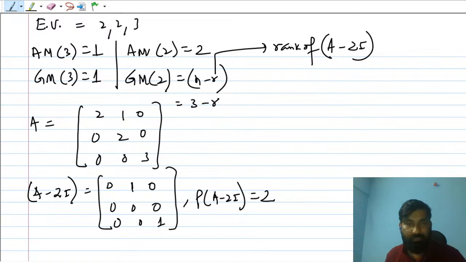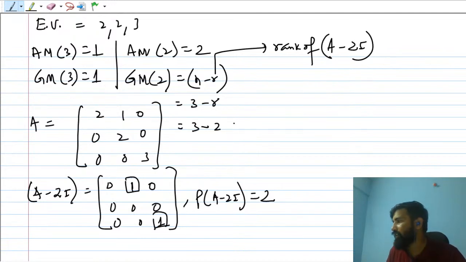So in this case, you see, this will be the rank. Here one pivot is there, one pivot is there, so two columns have pivots. You can say the rank of this matrix will be 2. So 3 minus 2 means what? The GM of 2 is 1, right? GM of 2 is 1.